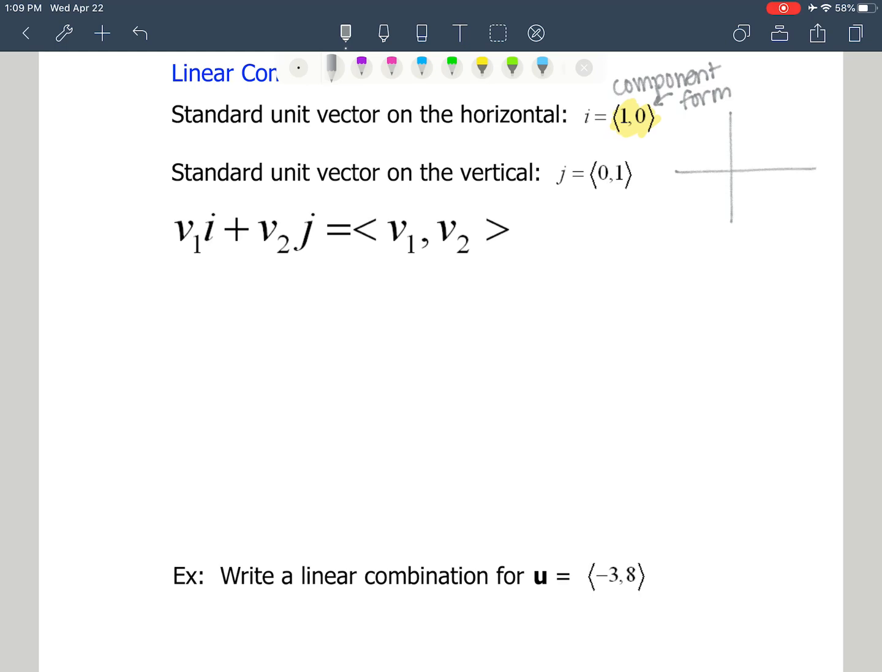So it kind of makes sense here. For the first one, for I, you're going to go right 1, right? So you're going to go right 1, but you're not going to go up or down. So this right here is going to be your I vector. And then your J vector, I said V, your J vector is not going left or right, but it's going up 1. So this is your J vector.